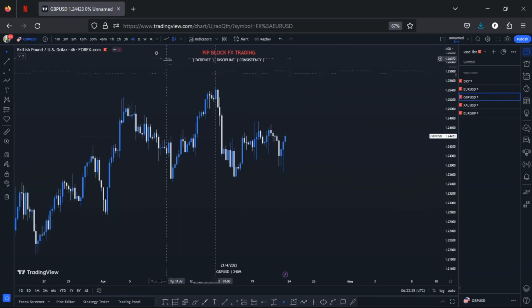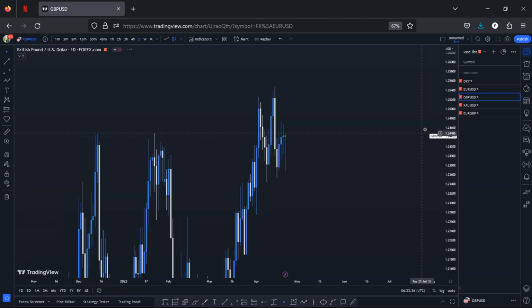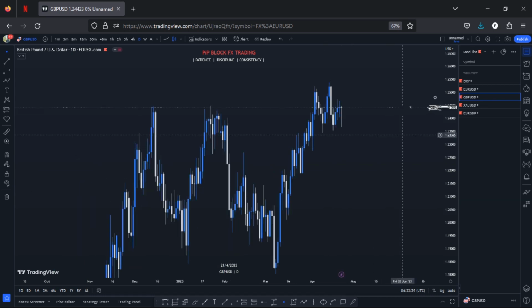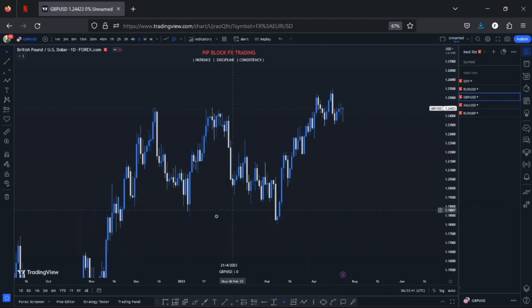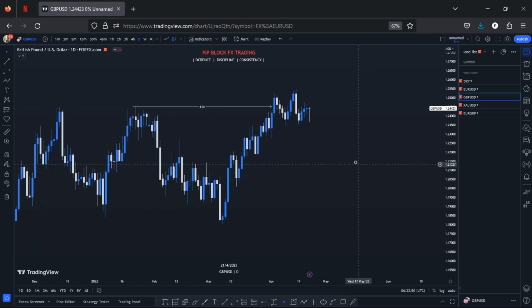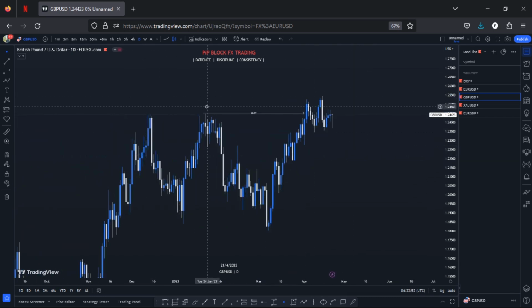All right, now let's go to our next pair, which is GBP-USD. GBP-USD, what am I expecting? What am I seeing? We can see right here that GBP-USD has been very, very bullish. We had a major break of structure right here, a major break of structure right there.